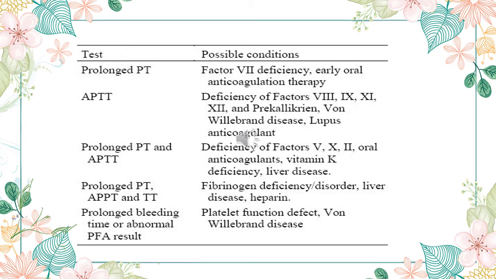So if I'm having a prolonged PTT only with normal PT, that means also that my common pathway is not affected, and the more common cause is hemophilia. Hemophilia A and B, in some cases of antiphospholipid syndrome, also von Willebrand factor deficiency, having a prolonged PTT, as von Willebrand is essential or crucial in the activation of factor 8.